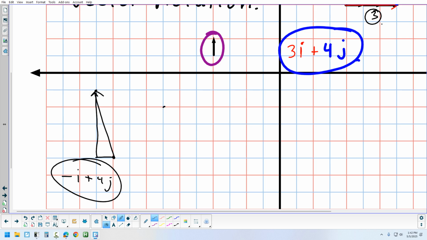Now, what if I wanted to do something like this? How many i's would I need in this case? 2i, because it's 2 to the right, plus negative a half j. So you can use fractions of i and j if you need to get in between. So by using fractions and positives and negatives, you can draw any vector you want in any direction you want.